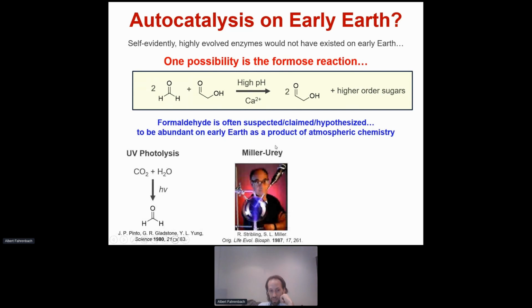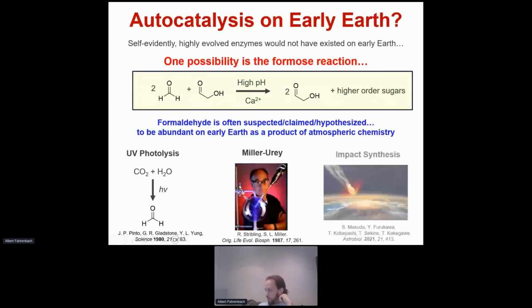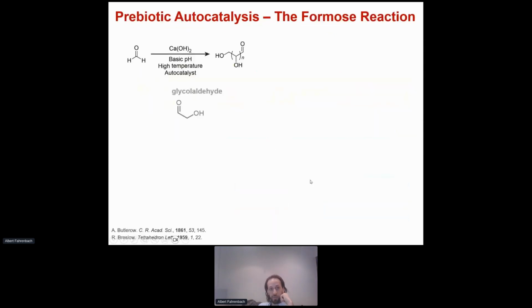You can get formaldehyde from a variety of sources. There's this report in Science: you can get it from CO2 and water, radiation in the atmosphere. You can get it from Miller-Urey type experiments, and even impact syntheses, for example. So formaldehyde's a pretty reasonable starting material, if you will, on early Earth. And so here's kind of what's known as the Breslow cycle.